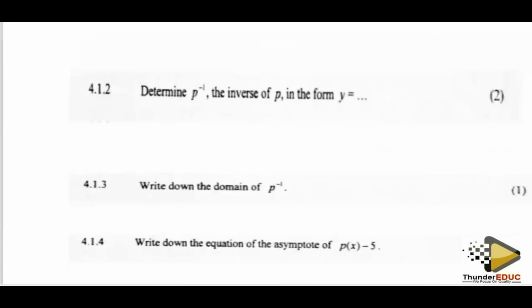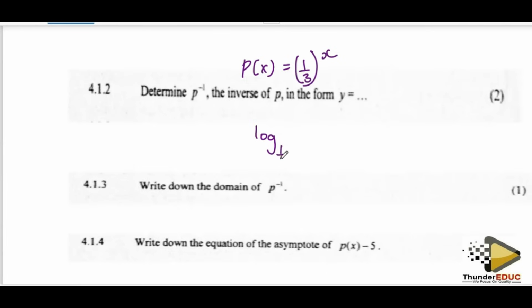Then 4.1.2, they want us to get the inverse. So it was p of x is equal to 1 over 3 to the exponent of x. In most cases, whenever we ask for the inverse, this is going to be in the log form. So it can be log of the same base, 1 over 3, put the x there, and make that a y. So y is equal to log base 1 over 3 of x. Okay, so that is that.